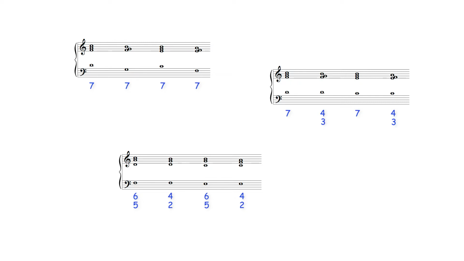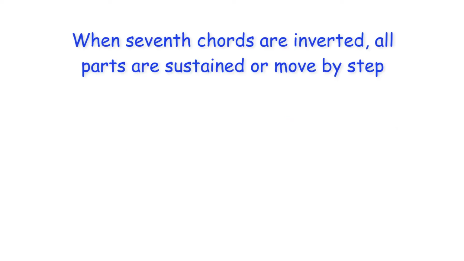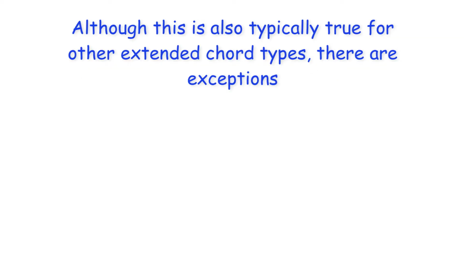In all these examples, notice that when a chord's root note is in an upper part, it remains in that part, becoming the fifth of the following chord. When seventh chords are inverted, therefore, all parts are sustained or move by step. Although this is also typically true for other extended chord types, as we'll see, there are exceptions.